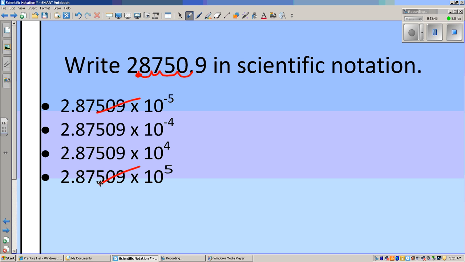All right, remember, if our original number is greater than 1, then our exponent will be positive. So since our original number was 28,750.9, our exponent is going to be positive. Therefore, our answer is this third one here.